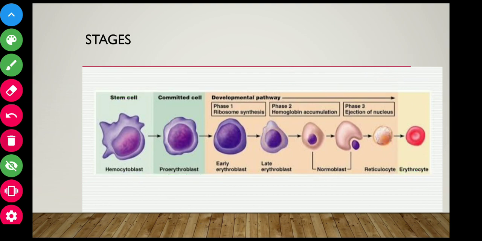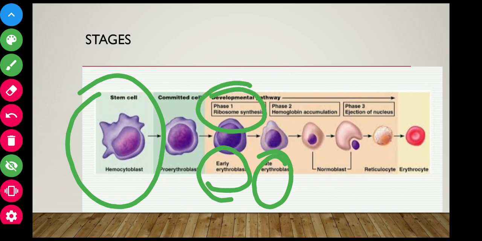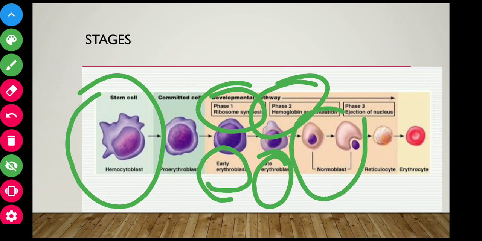First is hemocytoblast, where the size will be 20 micrometer. Then it goes to the next stage, pro-erythroblast. In this you can see early erythroblast and late erythroblast. In early, ribosome synthesis will occur, then it will acquire hemoglobin. Then in the next stage, it will convert into the normoblast, where ejection of the nucleus takes place. It will be termed a reticulocyte.